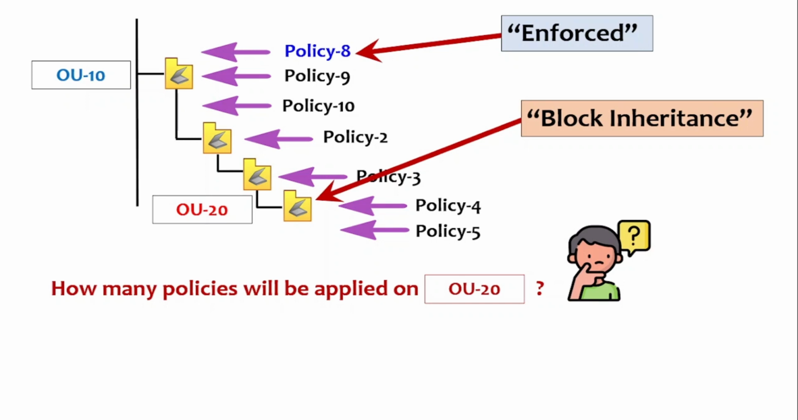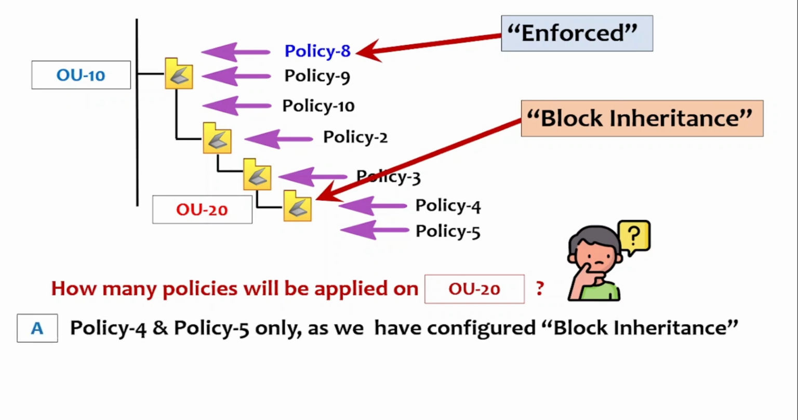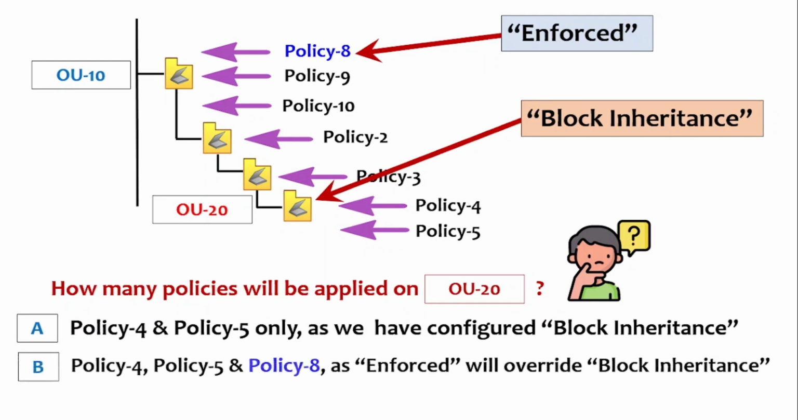There can be a couple of answers over here. One of the answers can be policy 4 and policy 5 only, as we have configured block inheritance on OU20, so no other policy will come from top. Only policy 4 and policy 5, which are directly linked to OU20, will be applied. Or there can be another answer: policy 4, 5 and 8, as enforce will override block inheritance.